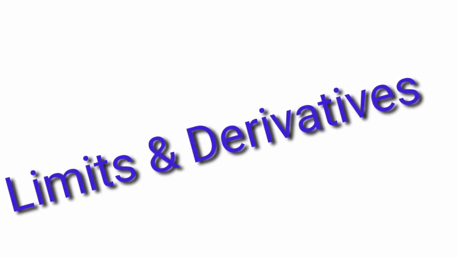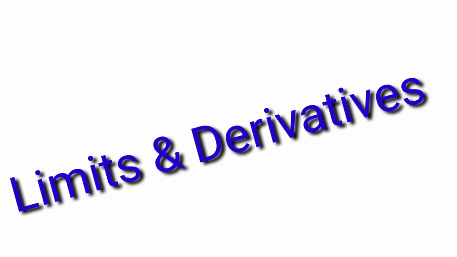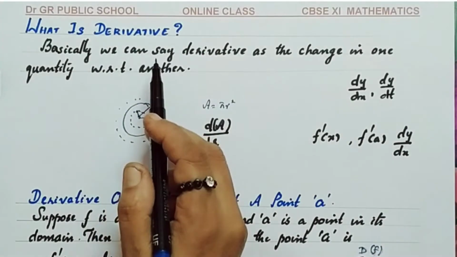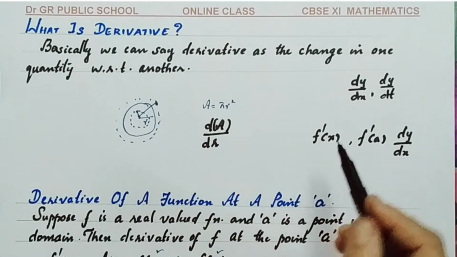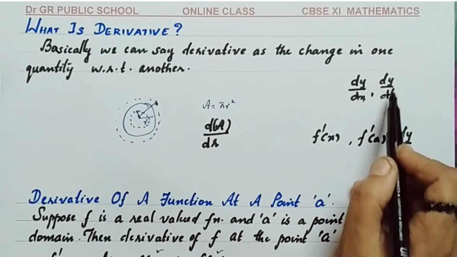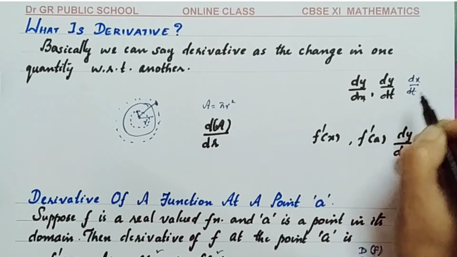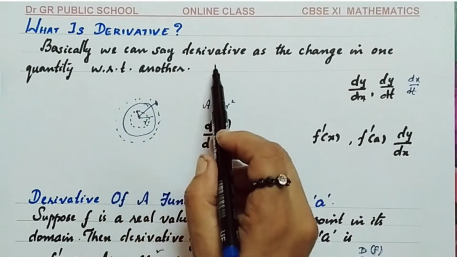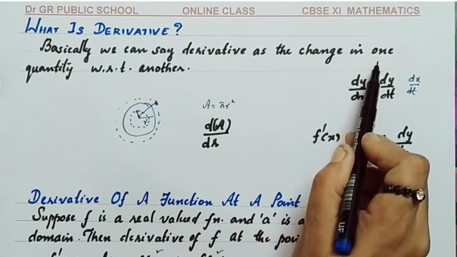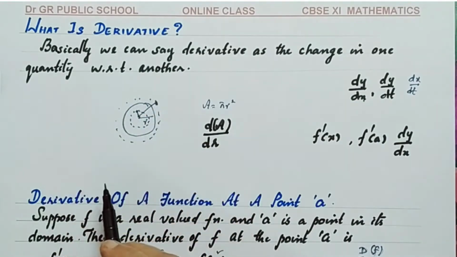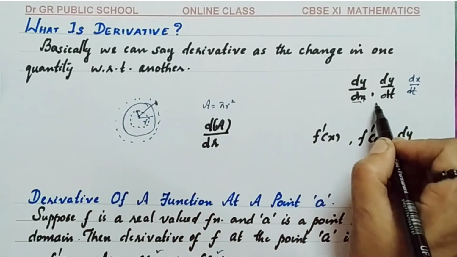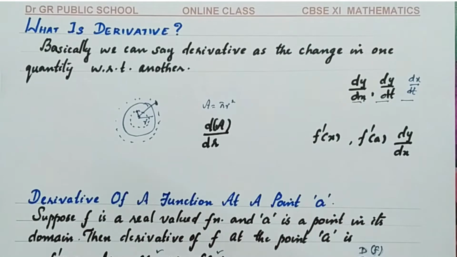Today we are going to continue with the chapter Limits and Derivatives. The new topic, derivative and some basic derivable functions, we are going to study in this section. What is derivative? In physics you studied about dy by dx, dy by dt, dx by dt, etc. Basically, we can say derivative is the change in one quantity with respect to another. You may study it as the rate of change of one quantity with respect to another.